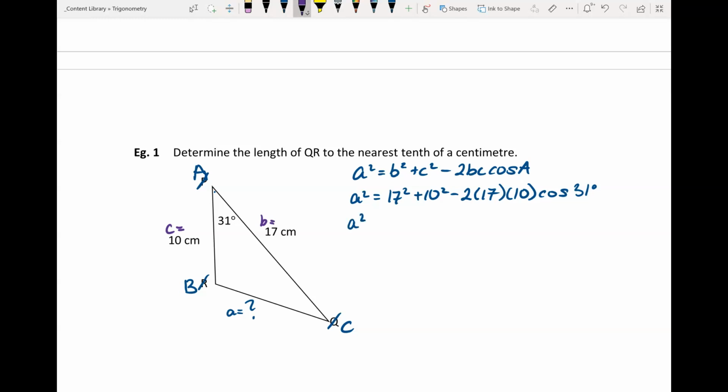Now I'm going to simplify this, and I'm going to underline what I'm going to simplify. So I'm going to find out what 17 squared is, what 10 squared is, and then I'm going to multiply 2 times 17 times 10. So 17 squared is 289, 10 squared is 100, and if you're using your calculator, just use your square button, or if you don't have that in your calculator, you can do 10 times 10 for 10 squared, and for 17 squared, you can do 17 times 17. Now 2 times 17 times 10 is 340.